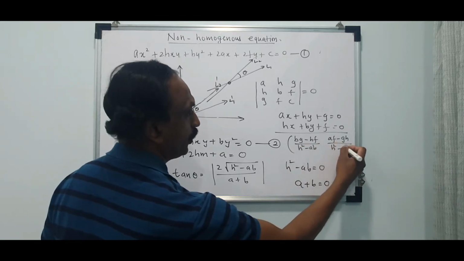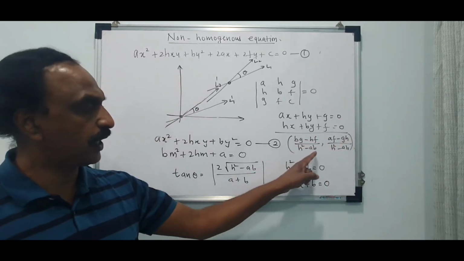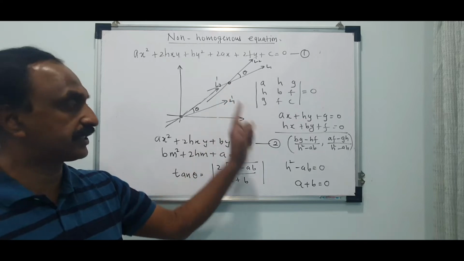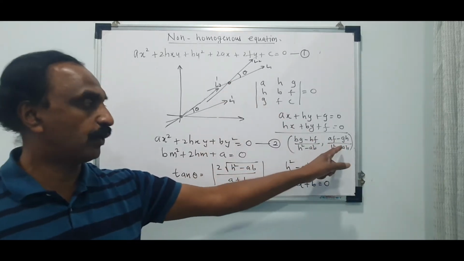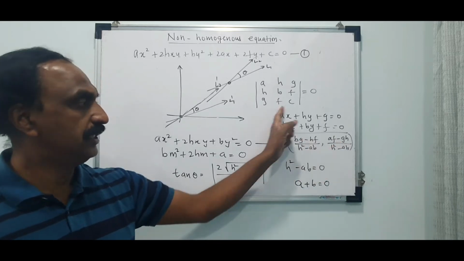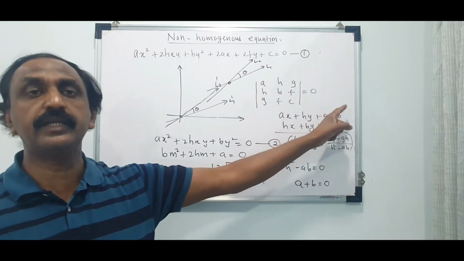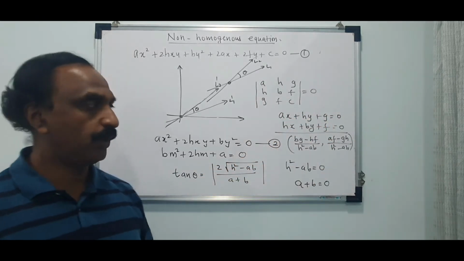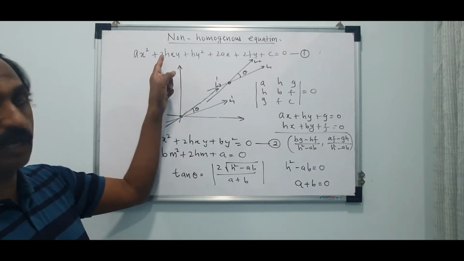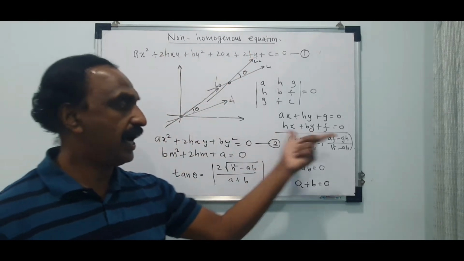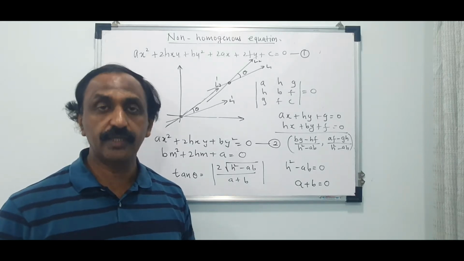This is the formula you can learn by heart if you feel like it. Bg minus hf upon h square minus ab will be the x coordinate of the point of intersection. Af minus gh upon h square minus ab will be the y coordinate. If you find it difficult to memorize all this, it is very easy to remember. Formulate a linear equation with the first row, formulate a linear equation with the second row, and solve them. Or collect the alphabets with the coefficient of x, collect the alphabets with the coefficient of y, and then make them two linear equations, solve simultaneously, and you will get the point of intersection.